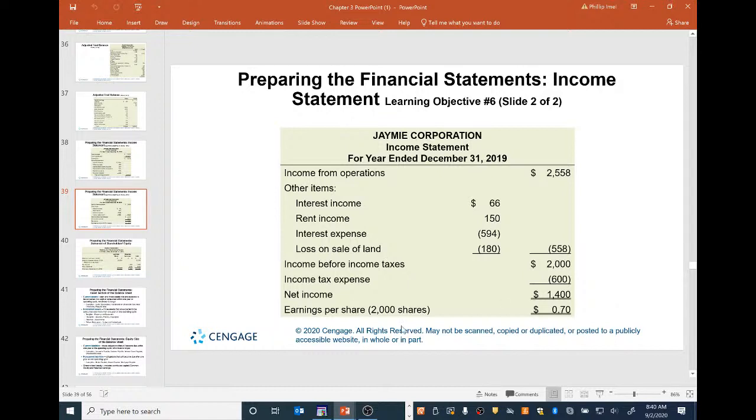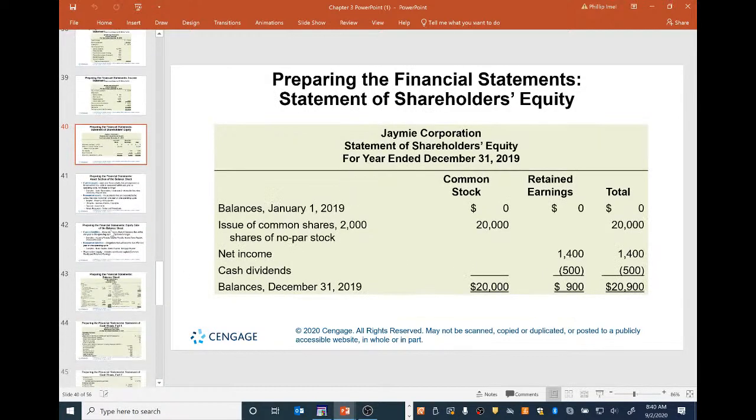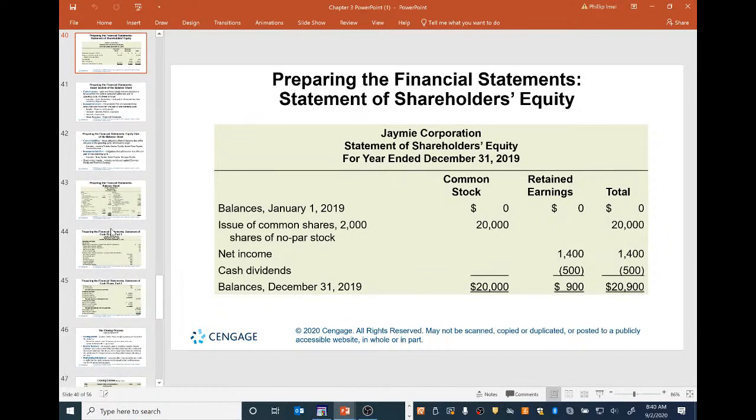All right, and we can see the earnings per share. We're not worried about that right now. That's a whole nother issue there in itself.